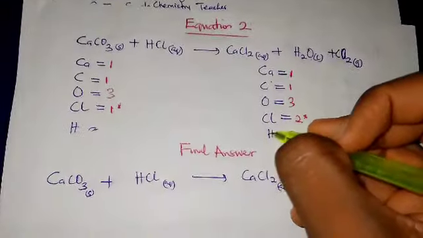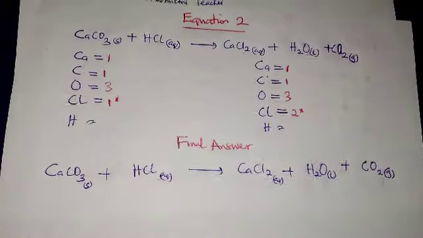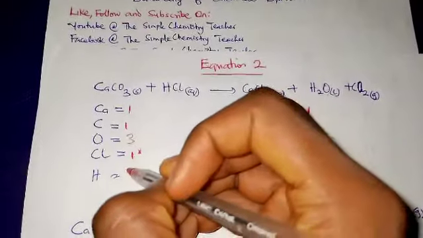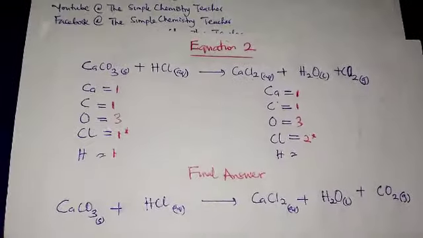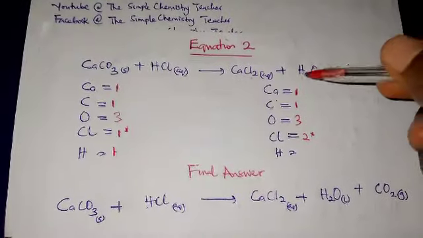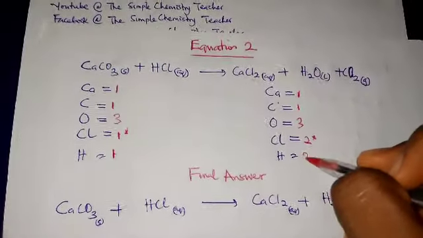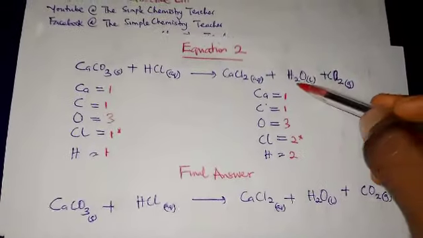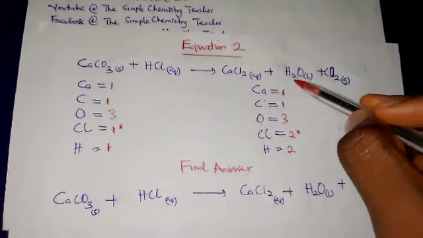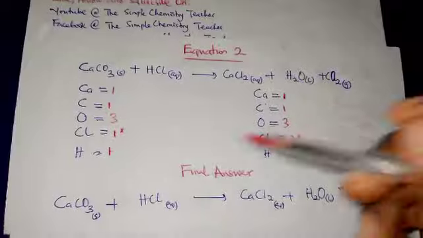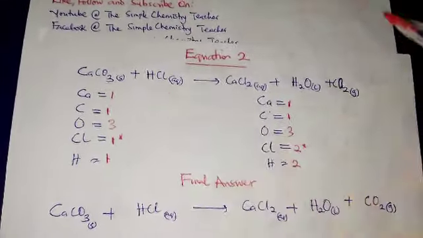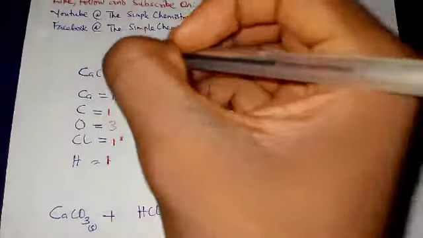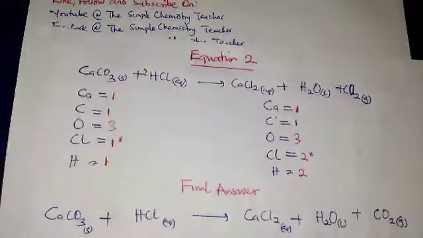Let's see how many hydrogen we have. We have 1 hydrogen here. How many do we have here? We have 2 hydrogen here. So you can see that chlorine and hydrogen, they are not balanced. So since we have 1 and we have both of them 2 on the other side, what if we now add 2 here?